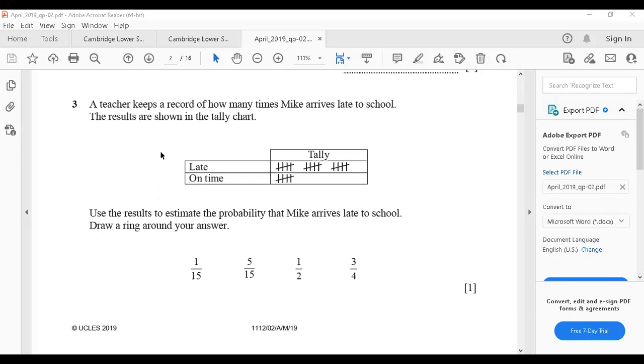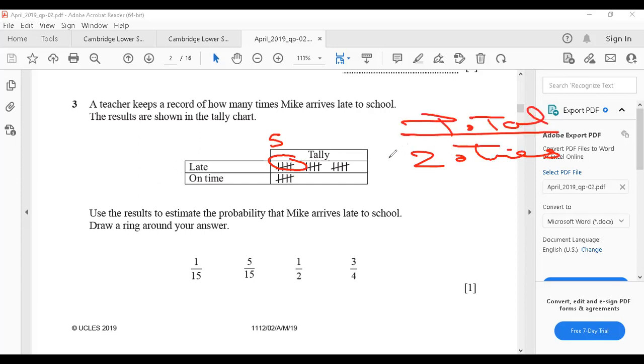Use the result to estimate the probability that Mike arrived late to school. Arrived late to school. How he arrived late to school. Probability drawing around your answer. As we can see that the total number which Mike recorded to arrive at the school, I have to count all of this. So I have first to count all of this. It will be each part of this is considered as 5. I have 4 parts, so it will be 20 times as total, okay? This is as total, 20 times.